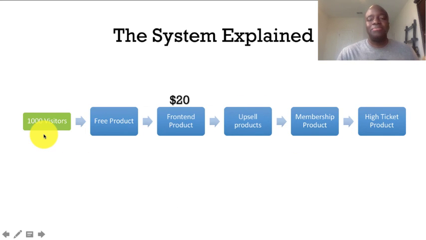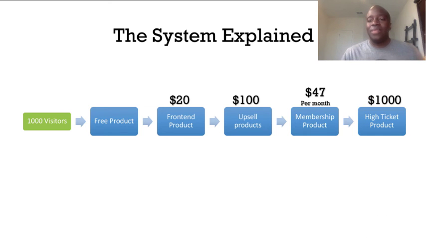So let's go ahead and assign some numbers to these products. Of course, the free product is going to be free. It's going to be building some trust and rapport. And then this front end product, we're going to say we're going to make a $20 commission. On the upsell, we're going to make $100 commission. On the membership product, our commission is going to be $47 per month. And then on the high ticket product, we're going to generate $1,000.